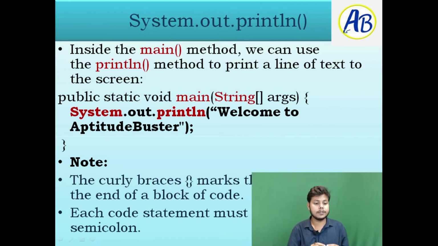And each code statement must end with a semicolon, like the one already written here, System.out.println Welcome to Aptitude Buster, semicolon. For every code statement you need to write the semicolon, because for loops we don't have to use it. I will discuss all this in another slide, but for the concept: for loop, if, while loop, do while loop, we don't use the semicolon, but each code statement must end with a semicolon.